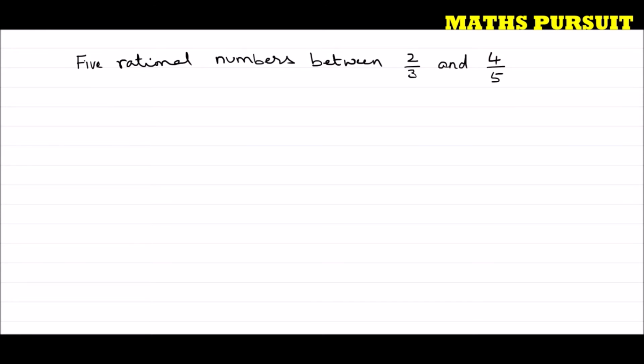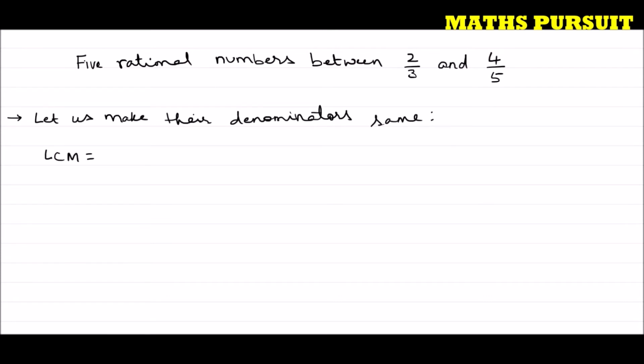Now guys, the very first step that we are going to follow is to make their denominators the same. So how will we do that? In order to make the denominators the same, we need to find their LCM. The LCM of the denominators is 3 into 5, that is equal to 15.